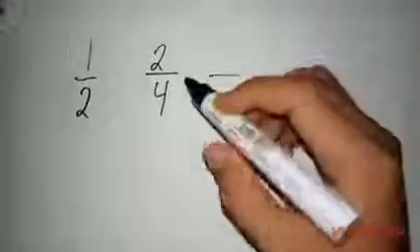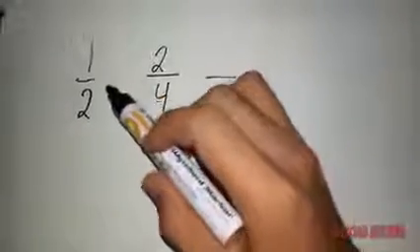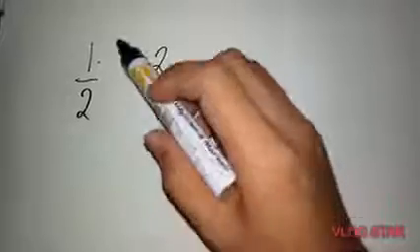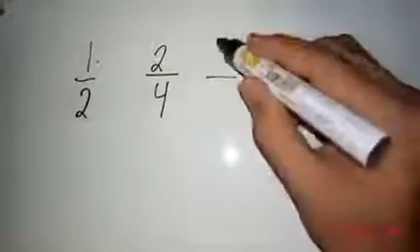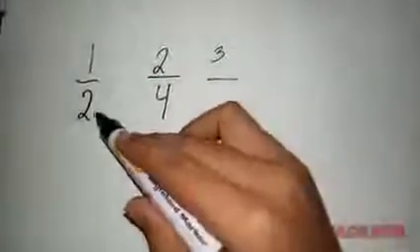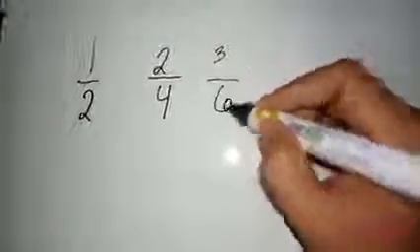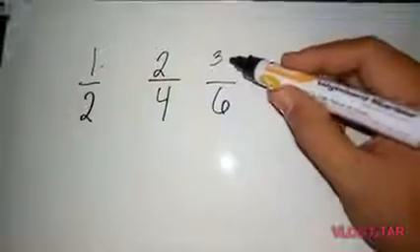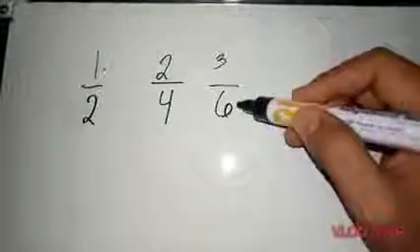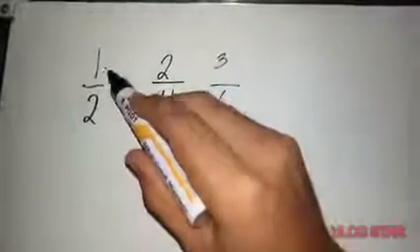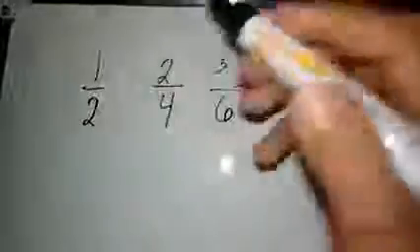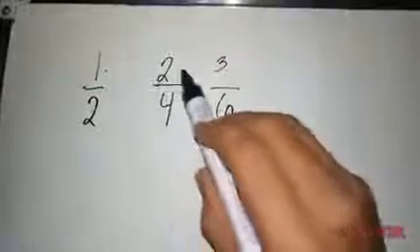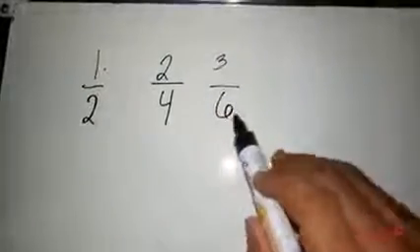Next, we will multiply by 3 the numerator and the denominator. 3 times 1 is 3. 3 times 2 is 6. So again, this is equal to 1/2 because when you simplify 3/6, the answer is 1/2. Anyway, we're talking about ratio. That's why we read this as 1 to 2, 2 to 4, 3 to 6.